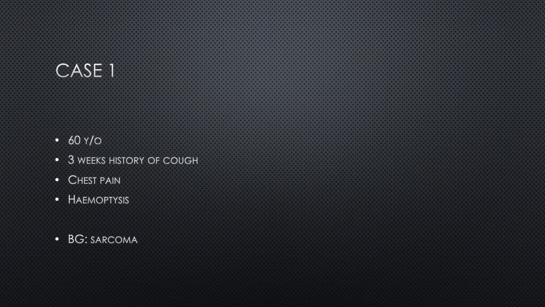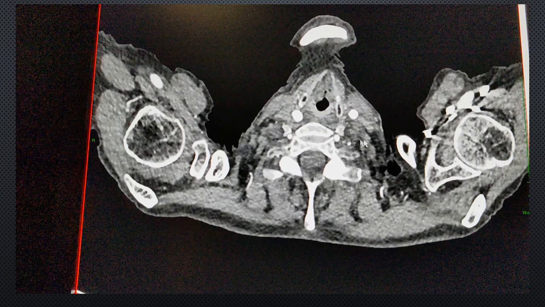Here's case number 1. We have a 60-year-old with a 3-week history of cough, chest pain and coughing up of blood, with the background of sarcoma. This is a normal windowed CT chest. For orientation, what you have in CT is a view from the feet to the head, and I'll write on here again, like chest x-rays, this will be the left side and this will be the right side.